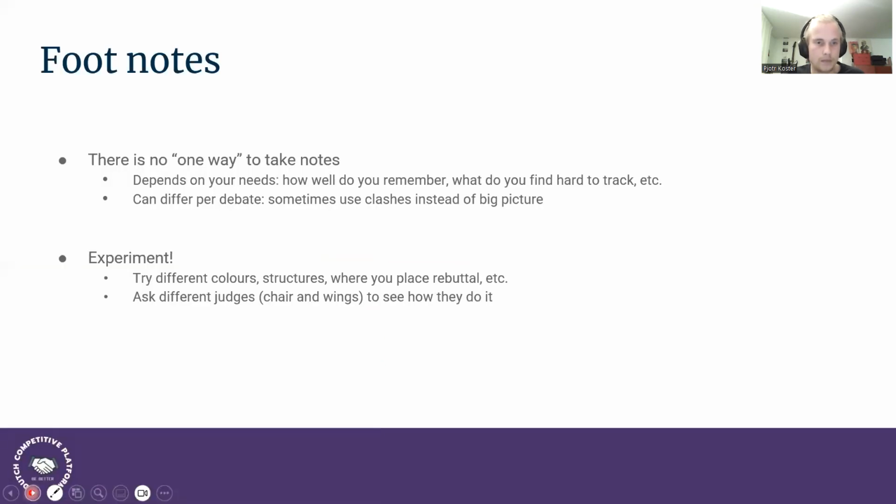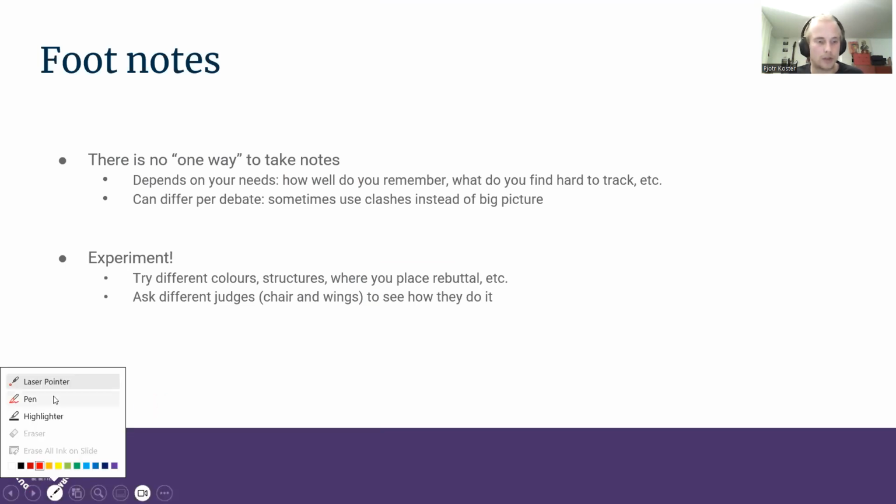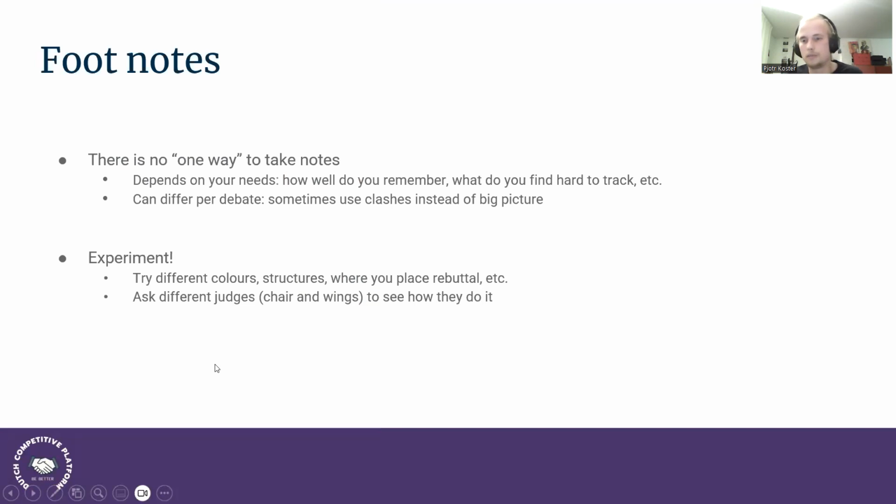So I want to end with some footnotes because I've gone into quite some detail on how I do notes. However, I am just a person. I am just a person who judges debates, and I do it in my specific way. There is no one way to take notes. It really depends on your needs. So how well do you remember analysis? What do you find hard to track? Where should you put an emphasis? All this kind of stuff.